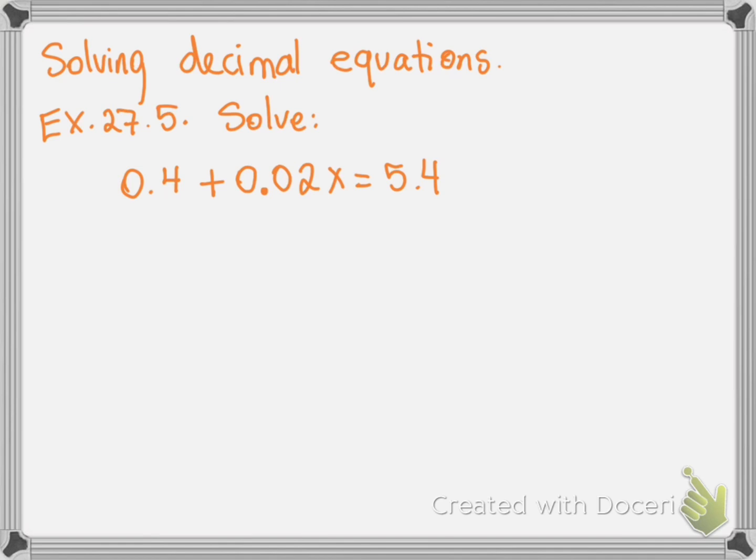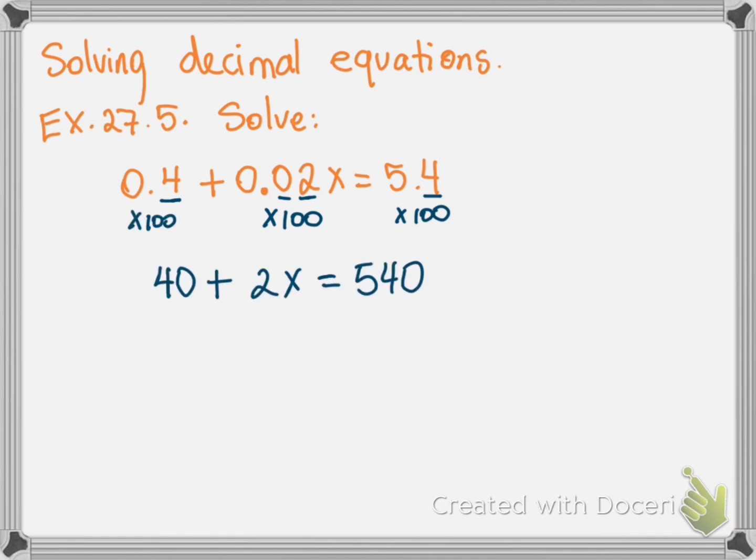As we saw before, what we are going to do is get rid of the decimals. So we count how many decimals there are, and the one that has the most amount of decimals tells us by which power of 10 we have to multiply by. So in this case, we have 2 decimals, so we're going to multiply times 100 here, but then we have to do it to all of them. So when we multiply times 100, we get 40 plus 2x equals 540.